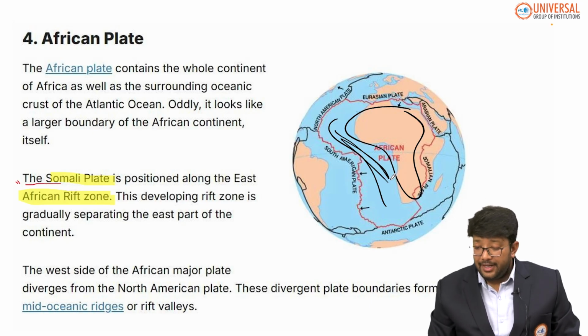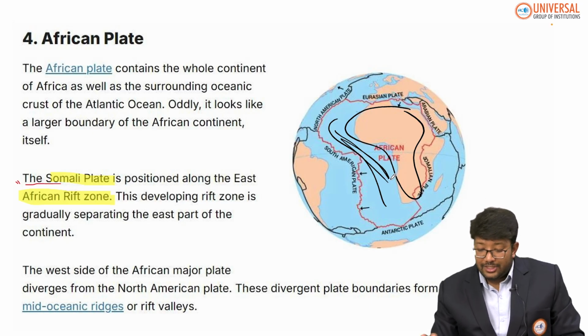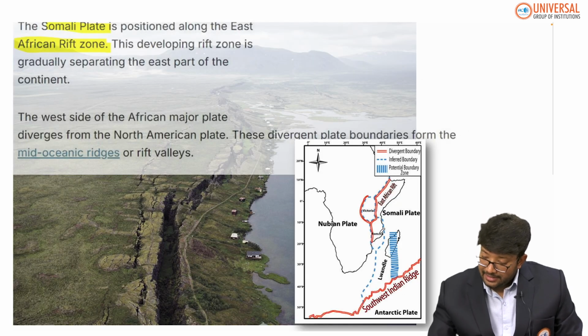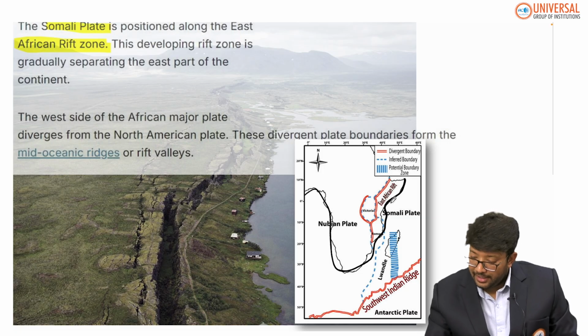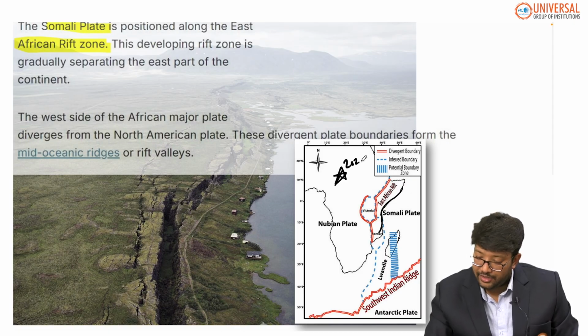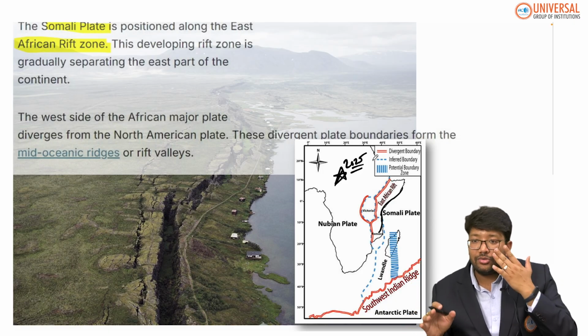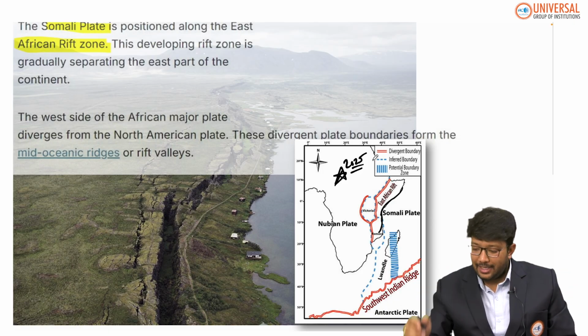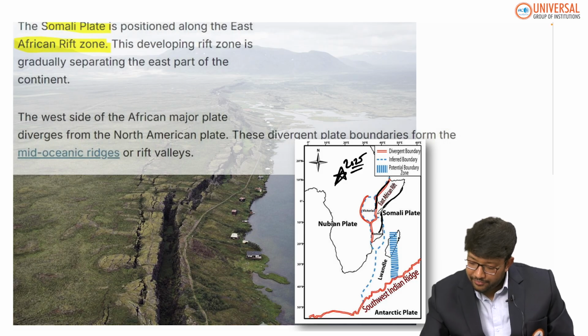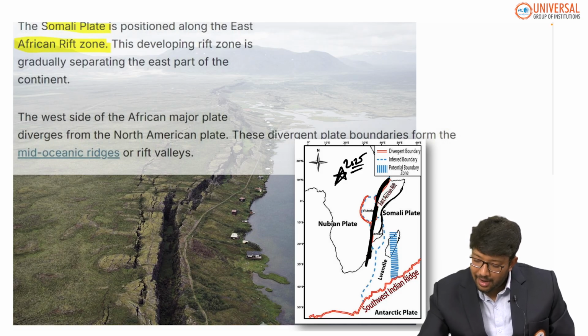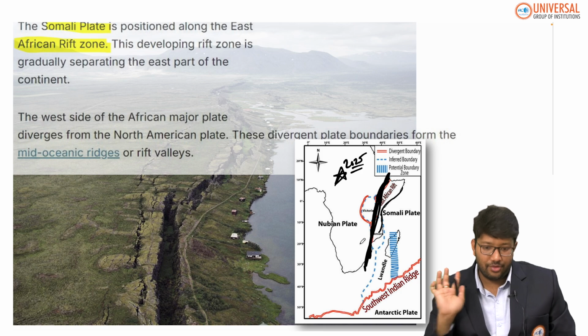Okay, and the Somali plate. Can you see the Somali plate here? This is Africa, sorry, and this is the Somali plate. So the Somali plate is positioned along the East African Rift Zone. This has been asked recently in the 2025 examination. It is a recent topic that because of the divergence of the Somali plate, because of the Eastern African Rift, this particular area is drifting towards India. You have to remember that.